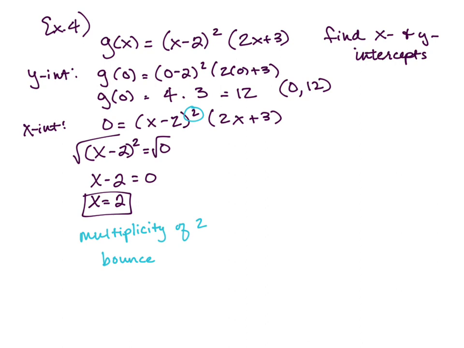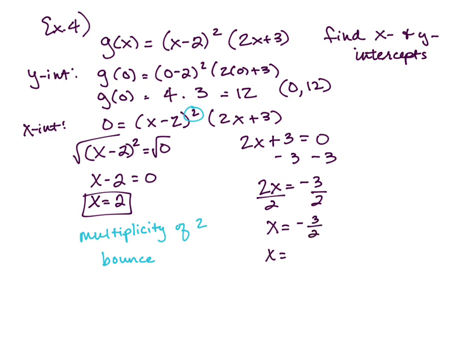How about the other one? We've got 2x plus 3 equals 0. Minus 3 on both sides. So 2x equals negative 3, divide by 2. So x is negative 3/2. Or if y'all are decimally, x equals negative 1.5. This one has a multiplicity of 1. Therefore, whenever it gets graphed, the graph's going to cross through here because it only occurs one time.